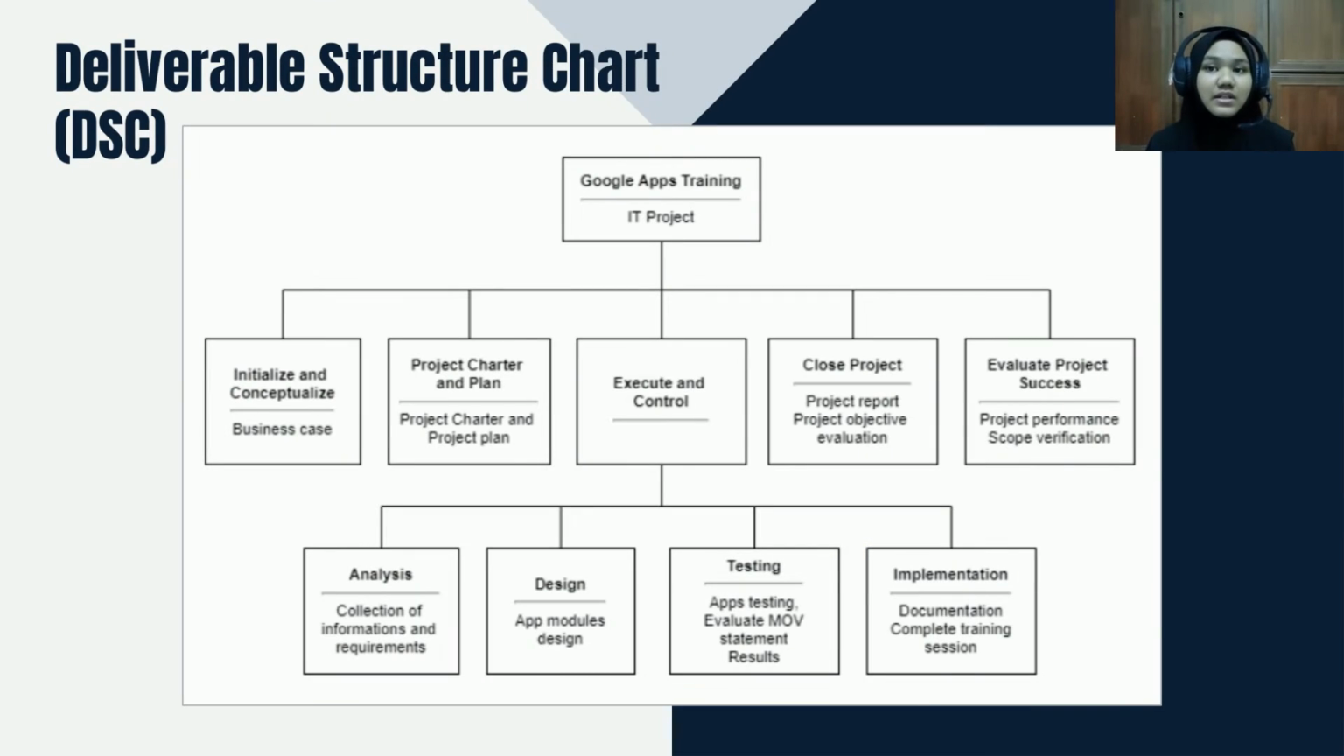As shown in the slide, there are 5 phases that we have analyzed in this project. Firstly is initialize. We do business case in this phase. Second phase is project charter and plan. We do project charter and project plan under this phase. The third one is execute and control phase. In this phase, we do analysis, design, testing, and implementation.